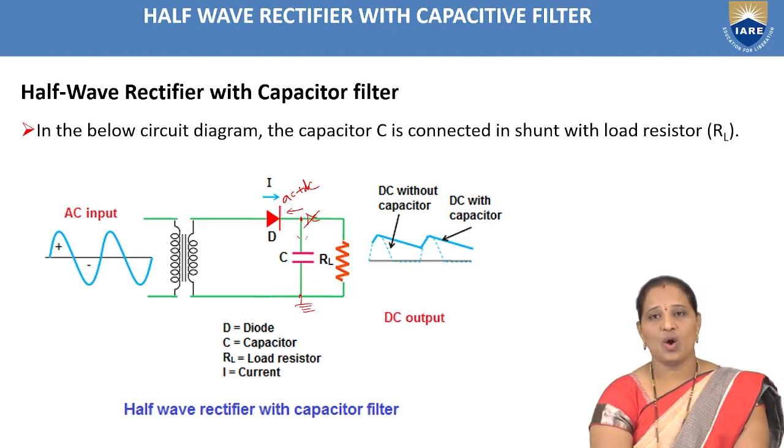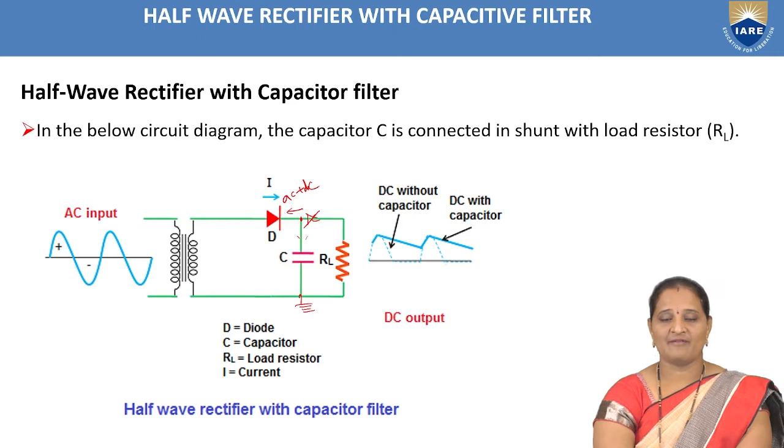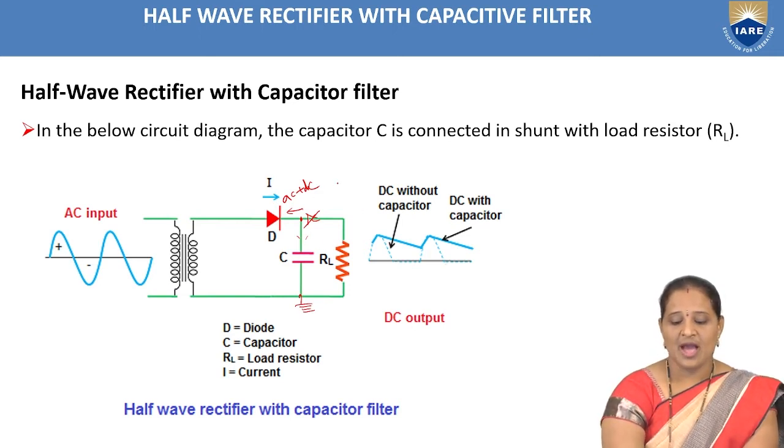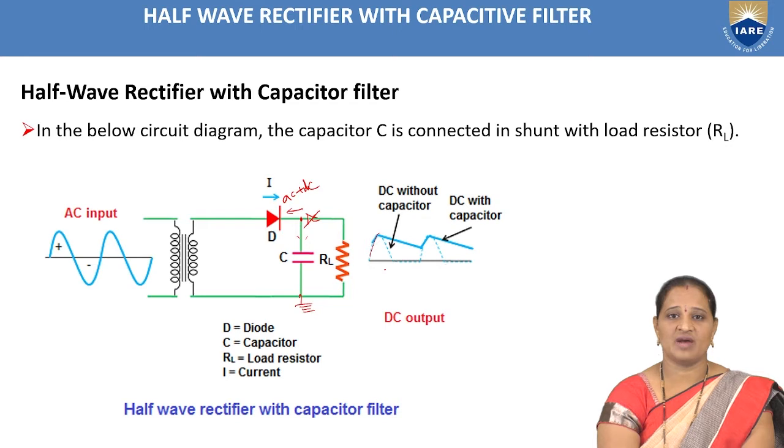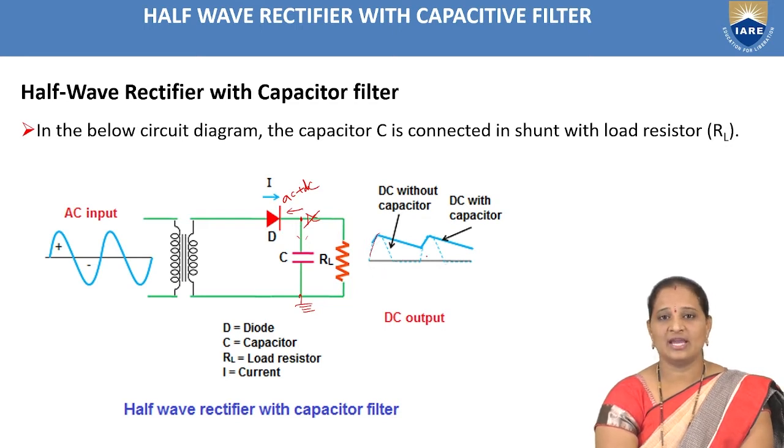Now let us see the operation of this half-wave rectifier with the capacitive filter. As you all know, the output of the rectifier, that is a half-wave rectifier, has only the positive half cycle, whereas the negative half cycle is removed.